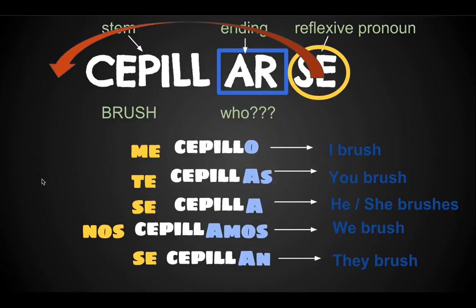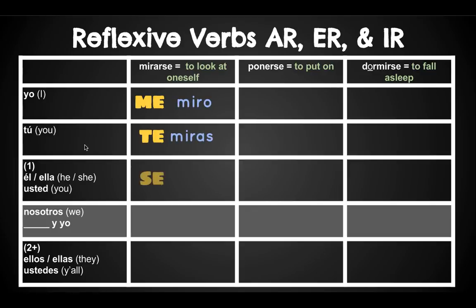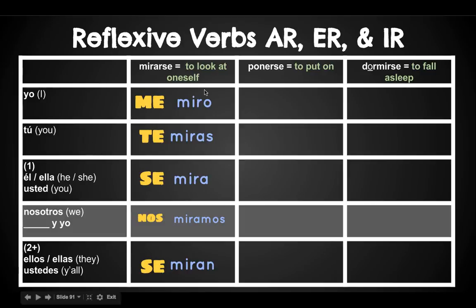Let's check out these verbs in a chart so we can see the pattern of how these are working. I look at myself would be me miro, te miras, se mira, nos miramos, se miran. So the same endings that we're used to, the only extra piece are these reflexive pronouns. Let's look at some other ones.